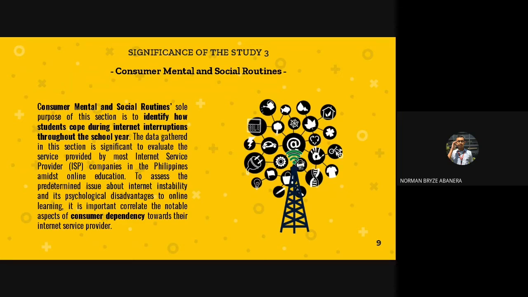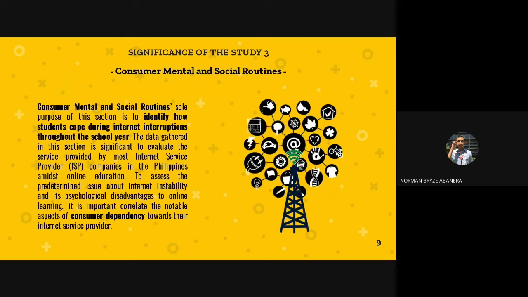Consumer mental and social routines. The sole purpose of this section is to identify how students cope with their schedule during internet interruptions throughout the school year. The third factor that we need to account for will describe how students manage their personal and academic life amidst online learning despite the drawbacks caused by network problems.